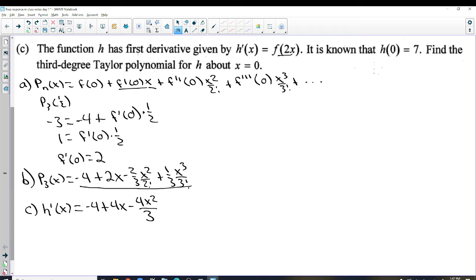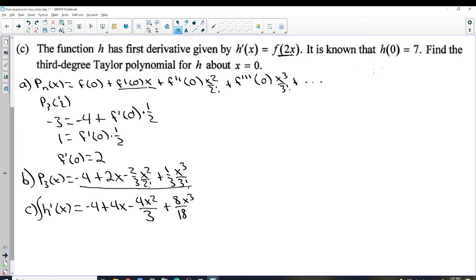Then how about the bottom is 6 times 3, that's 18. So then that's 18, I got it. 8x to the third over 18, because I'm taking 2 to the third, and that's where we get the 8. So there's f of 2x, I've represented h prime of x. It is known that h of 0 is 7, that's an initial condition. There's your initial value right there for an integral. Find the third degree Taylor polynomial for h about x equals 0.